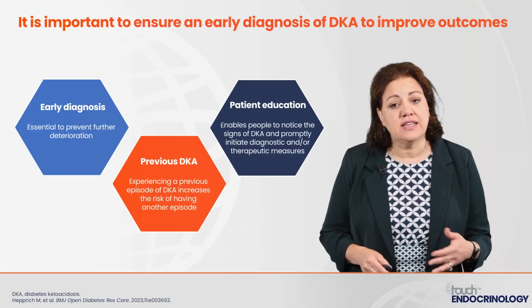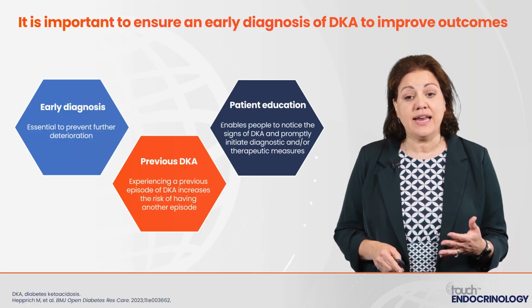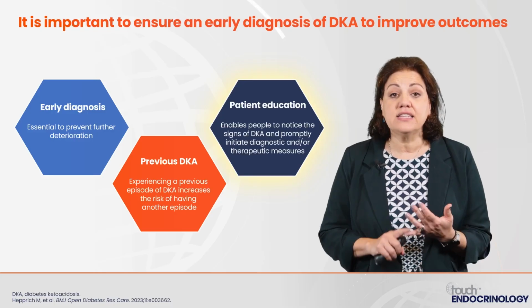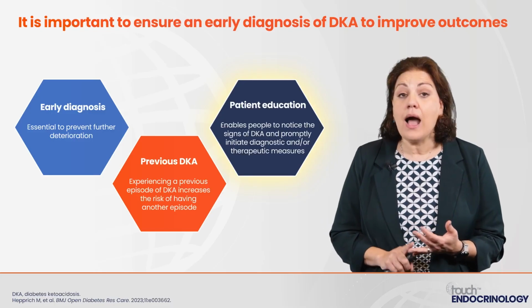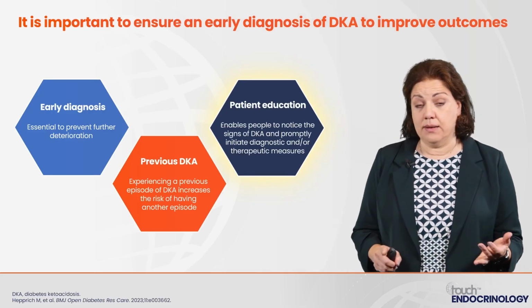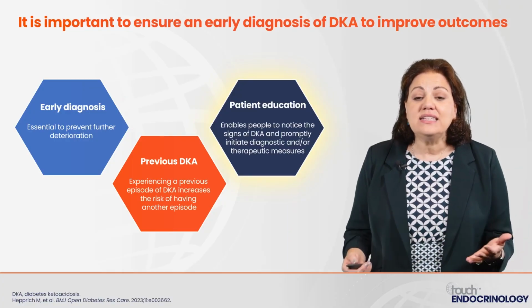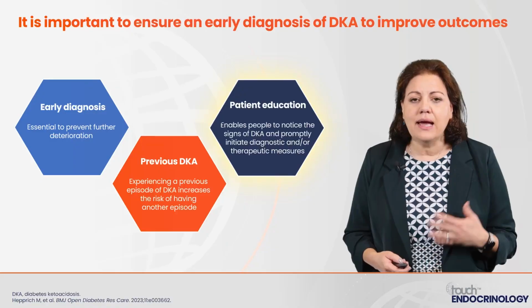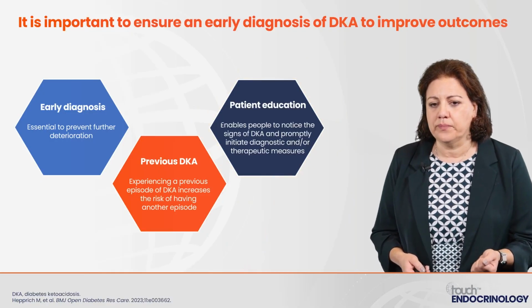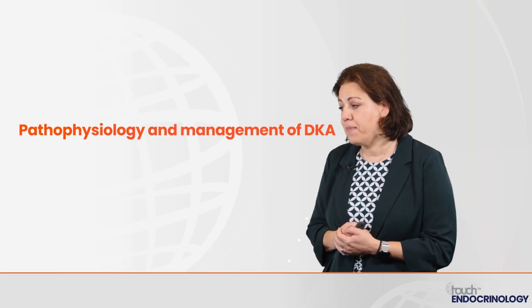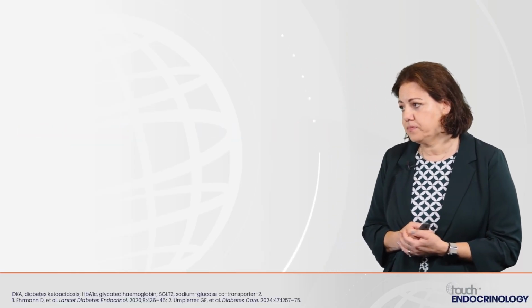We believe, according to the International Society for Pediatric and Adolescent Diabetes, we should provide education about DKA at the time of disease diagnosis, opportunistically, so if somebody comes in with a case of DKA, and then at least annually, so that we can be thinking about ways to intervene earlier. So what's the pathophysiology of DKA, and how does this impact our management of the condition?